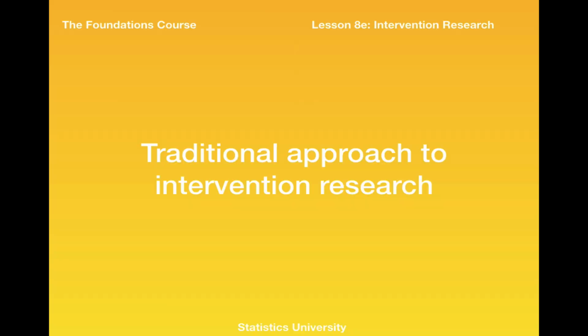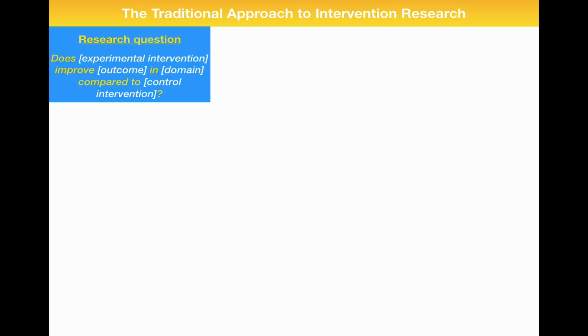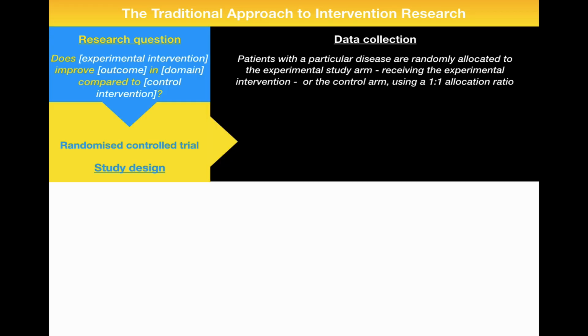Now, the traditional approach to intervention research is as follows. The research question is, does experimental intervention improve outcome in domain compared to a control intervention? And the most typical study design is a randomized controlled trial. Now, the data collection goes as follows. Patients with a particular disease are randomly allocated to the experimental study arm receiving the experimental intervention, or the control arm using a one-on-one allocation ratio. And both the patient and the clinicians or researchers are blinded to the group identifier.